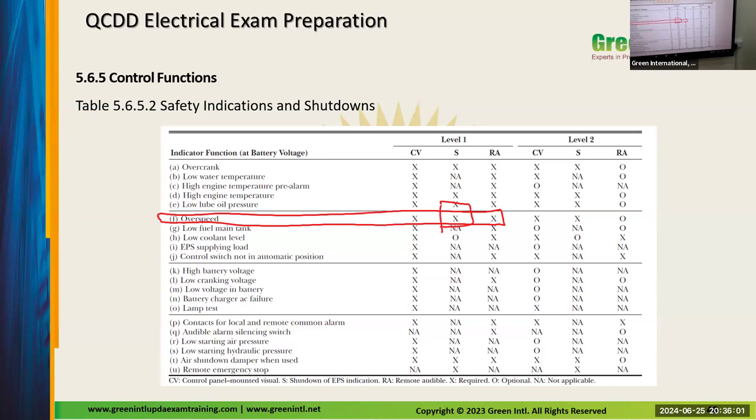So level 1 operation: we have a rated speed. Above the rated speed, what will happen? The S, that is shutdown. Immediately the generator will shut down. When the speed is high, the generator will shut down at the same time.